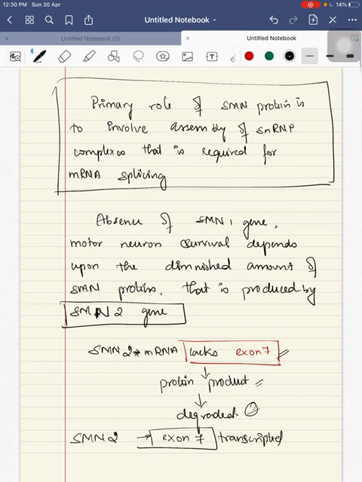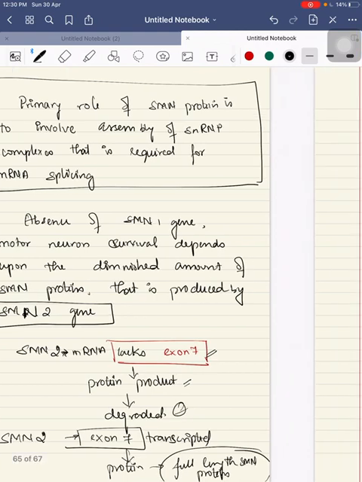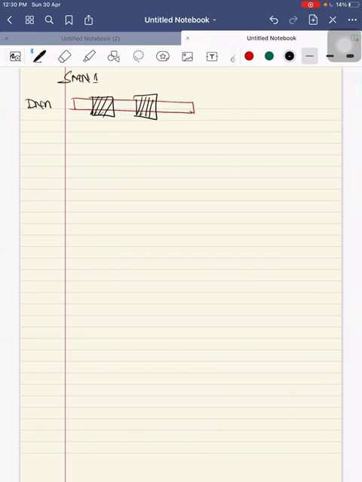Okay. So when the SMN2 gene is transcribed with exon 7, it produces a full length SMN protein, and this is being used. Okay, have you understood? So I'll do it with a simple diagram for you here.